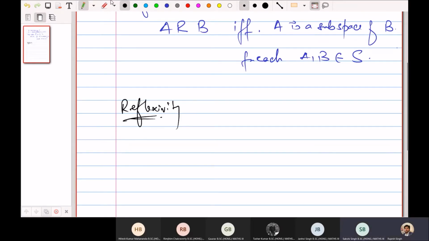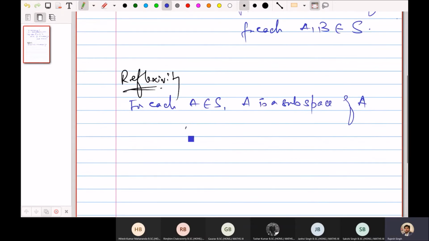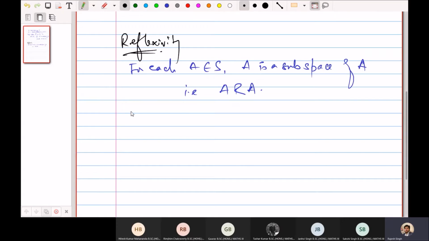Any vector space is a subspace of itself. For each A belonging to S, A is a subspace of A, right? So A is related to A, so it is reflexive. What about antisymmetric?